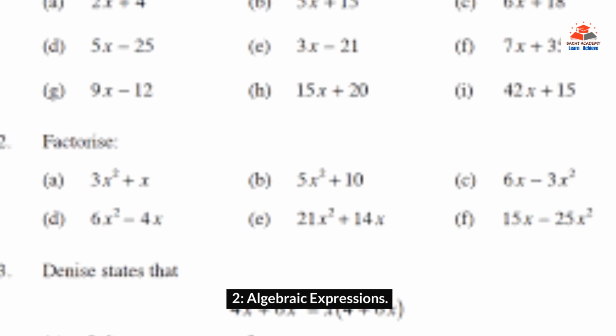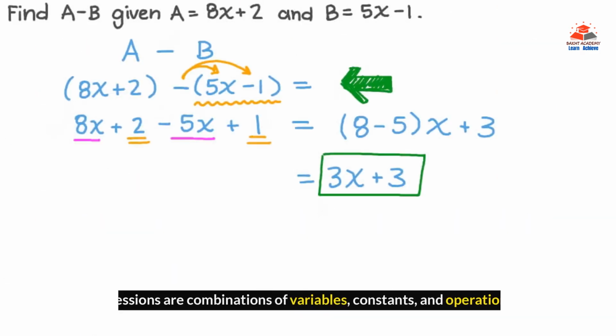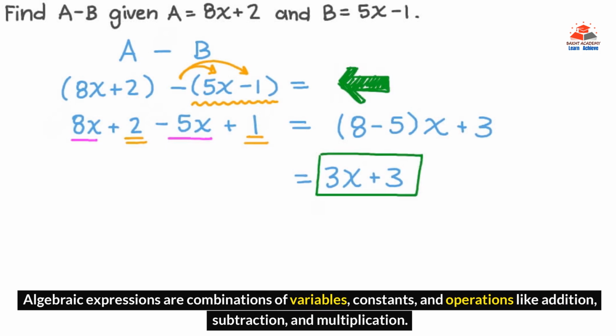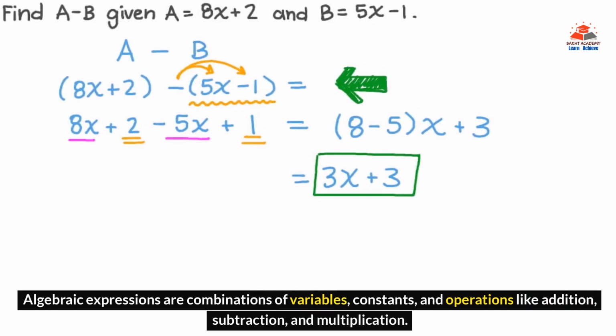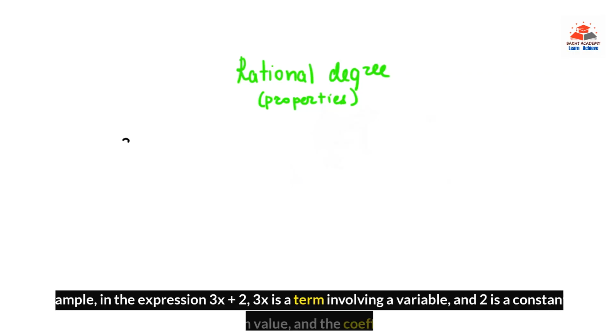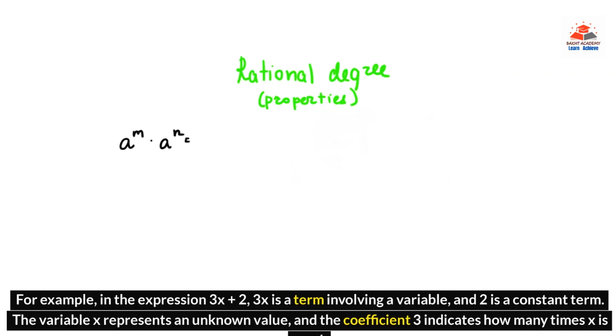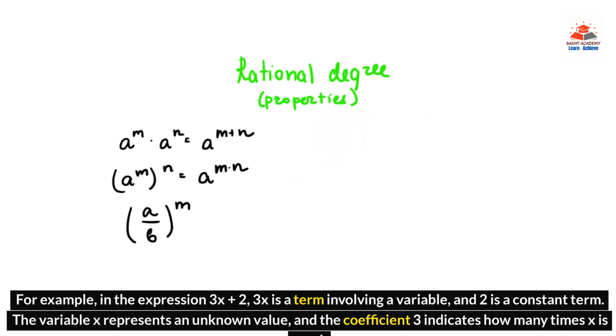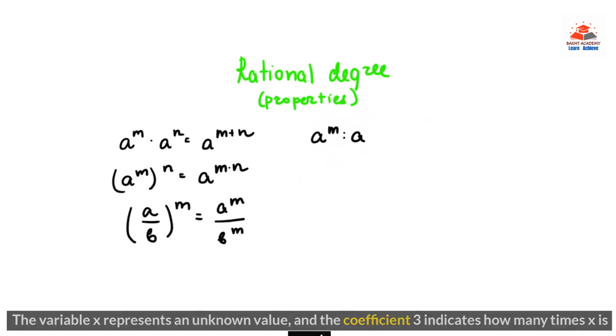2. Algebraic expressions. Algebraic expressions are combinations of variables, constants, and operations like addition, subtraction, and multiplication. For example, in the expression 3x plus 2, 3x is a term involving a variable, and 2 is a constant term. The variable x represents an unknown value, and the coefficient 3 indicates how many times x is used.